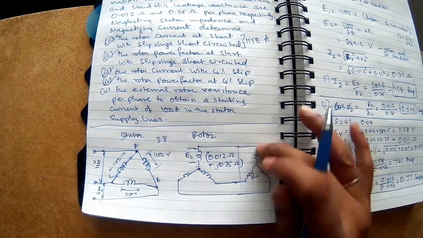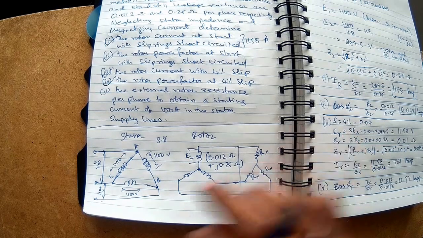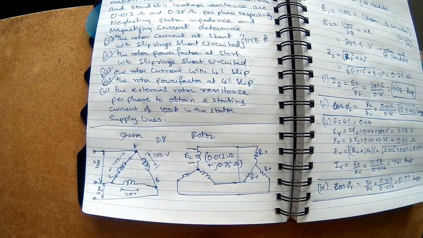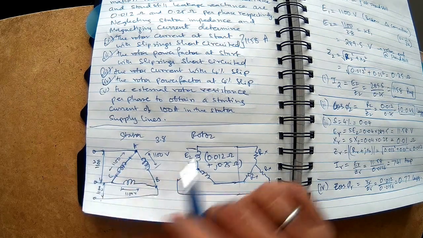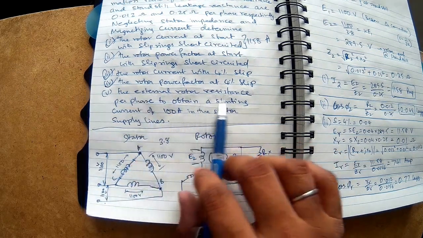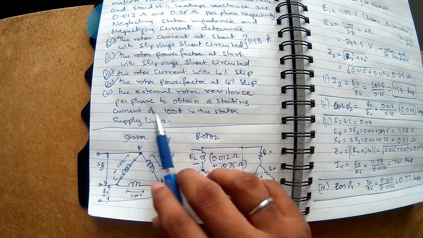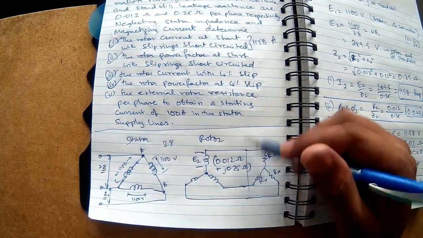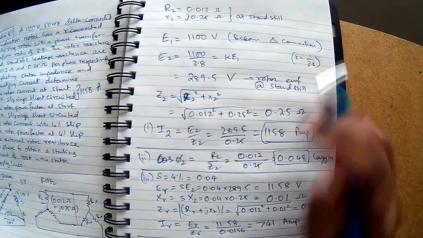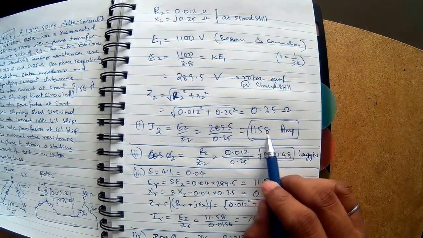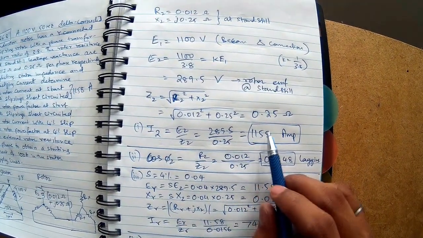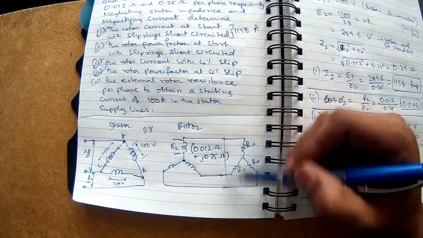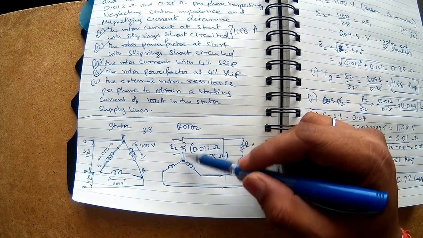As a result of adding this external resistance, the starting current of the stator will be lesser. Okay. So that starting current, what is it saying? The external rotor resistance per phase to obtain a starting current of 100 amp. First of all, what is the starting current without this? Let's do that. So if you look at the I2, that is 1158 amperes was the current. This much current is flowing in this winding when this is short circuited at the starting, 1158, quite high.